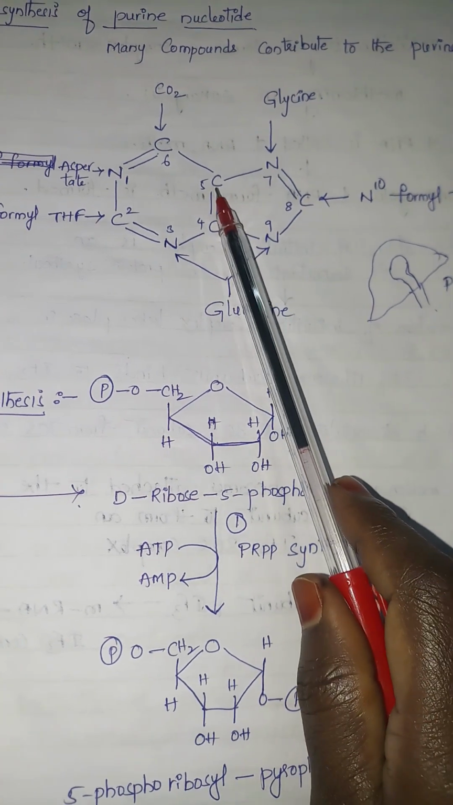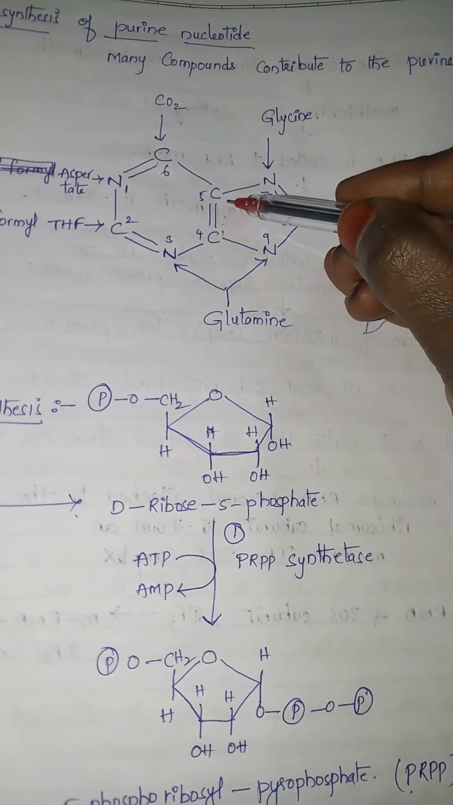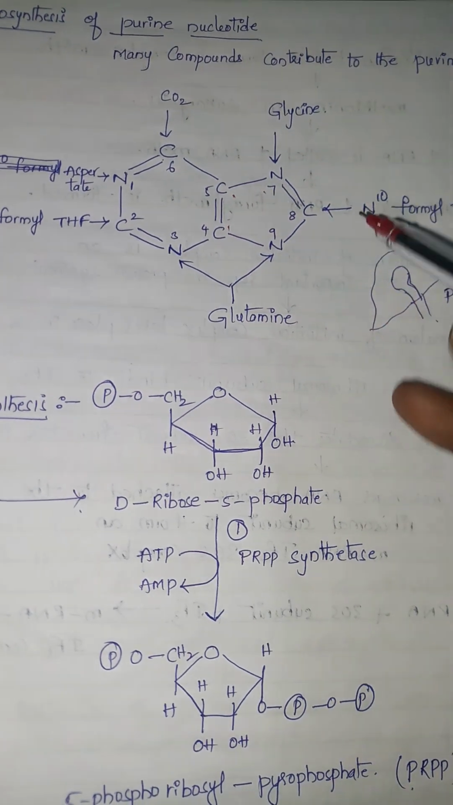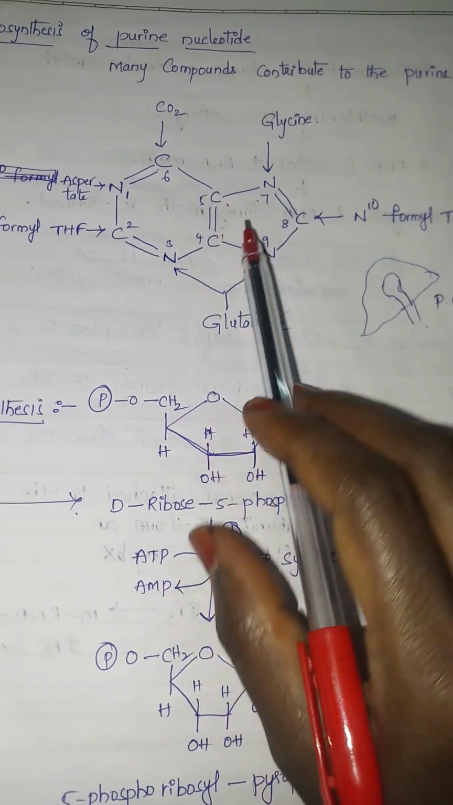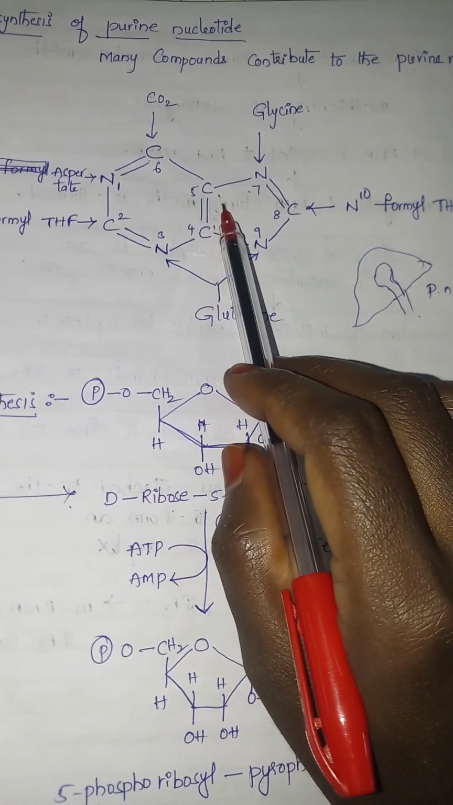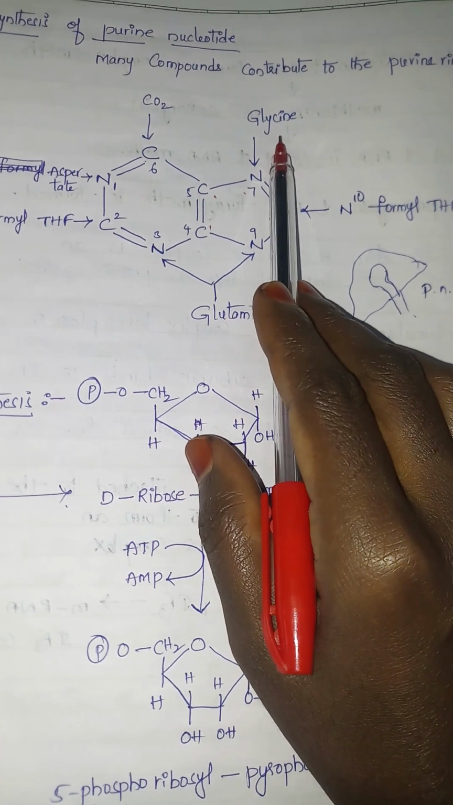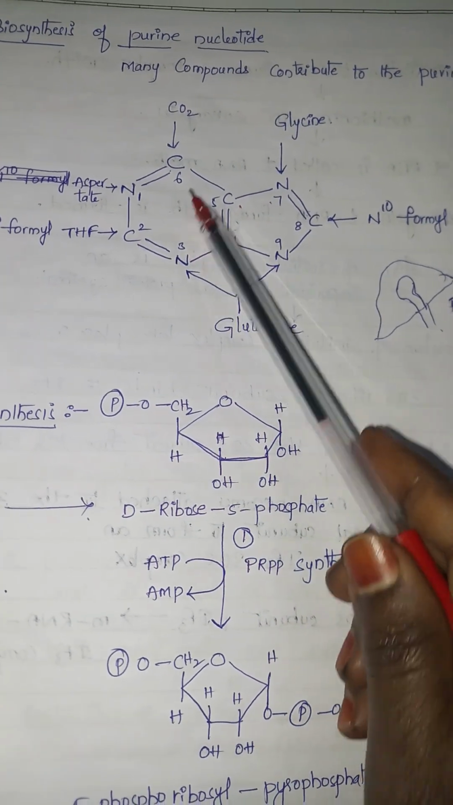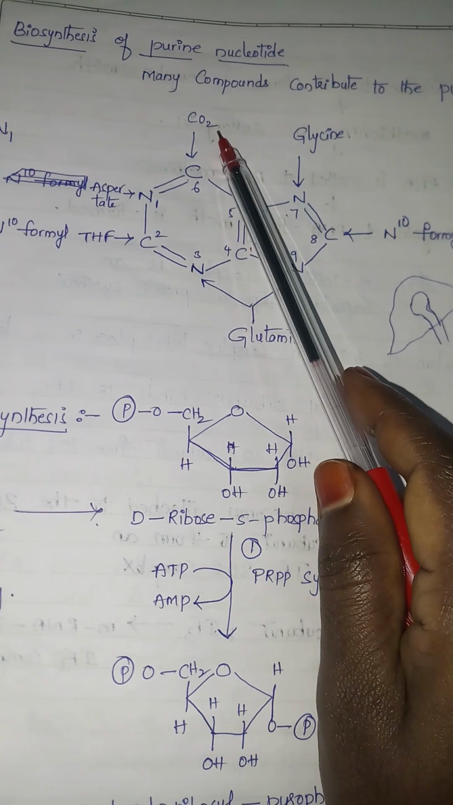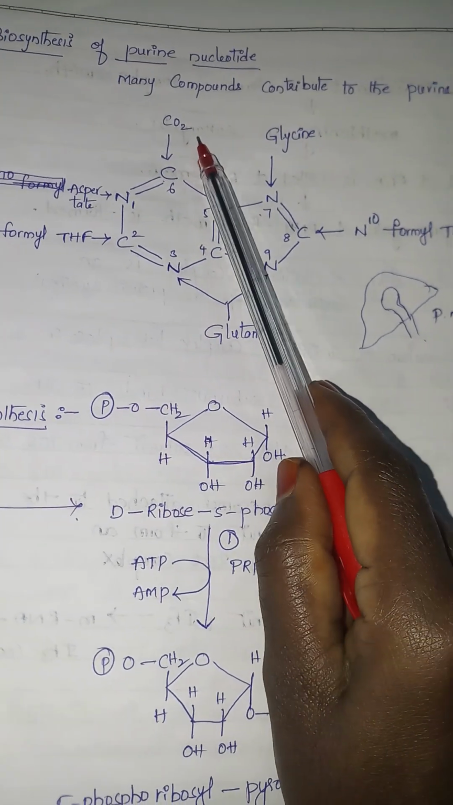C4, C5 and N7, these three are contributed by glycine. And C6 comes directly from carbon dioxide.